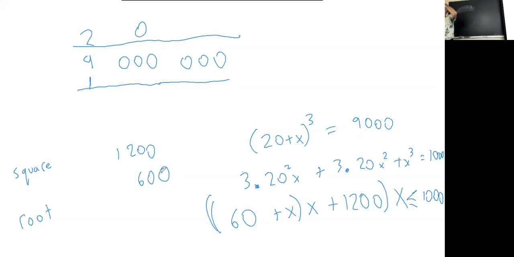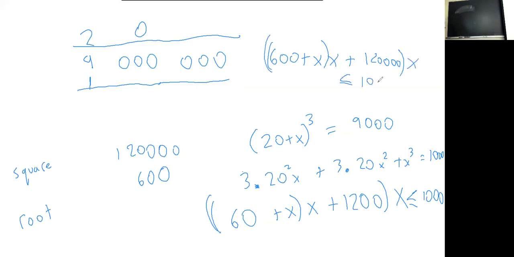200 squared is, I add 2 zeros, don't I? So they're now my coefficients that I have to worry about. So I have to worry about 600 plus x times x plus 120,000 times x being less than or equal to 1,000,000.